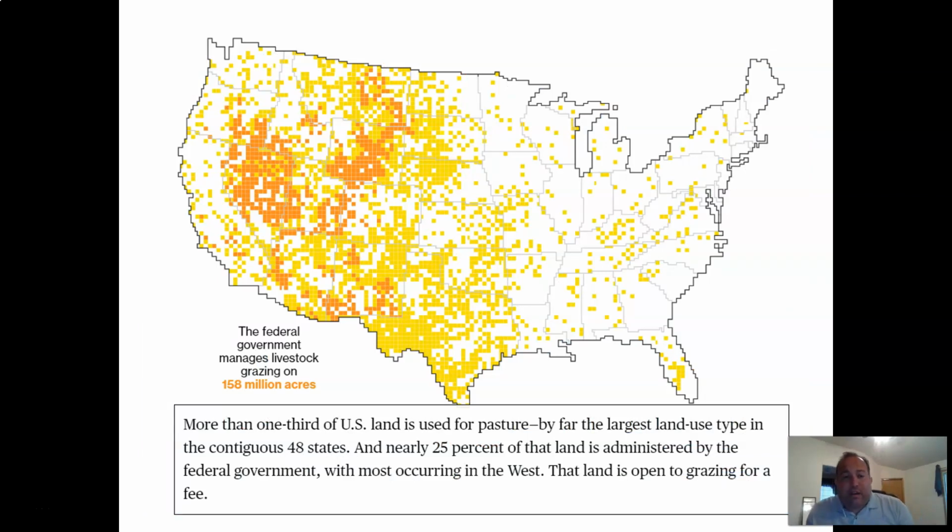So one thing to notice or think about is, what is this used for? And so we talked about the idea of rangelands being land that's got vegetation suitable for grazing. And so more than a third of the U.S. is used for, as Bloomberg News calls it, pasture, but the idea of grazing. And that's by far the largest land use type in the 48 contiguous states.